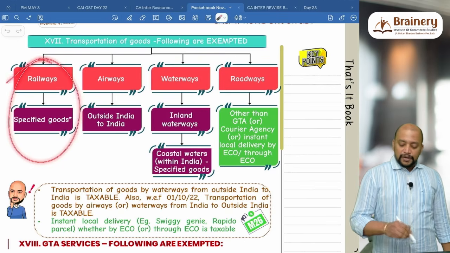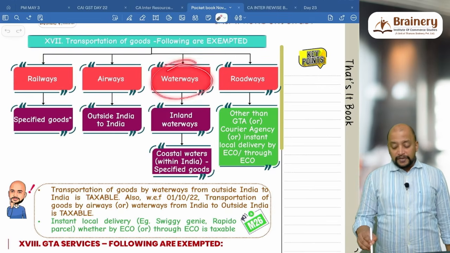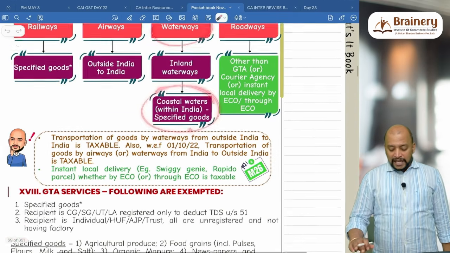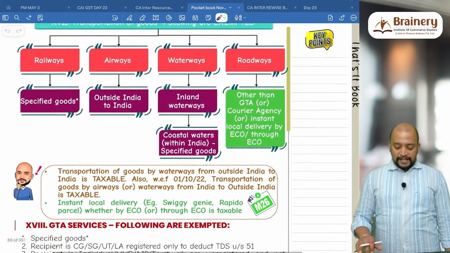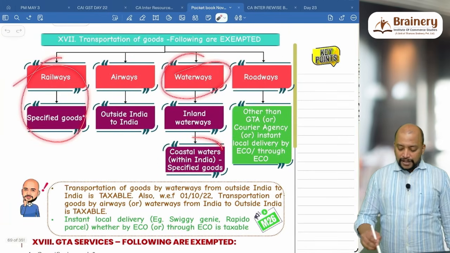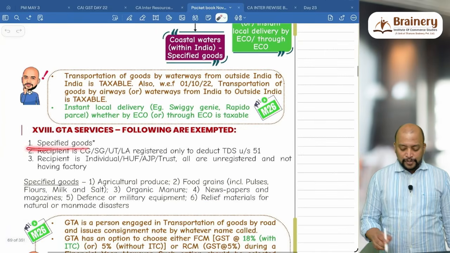And the same specified goods, even if transported by waterways in coastal waters, are also exempted. Even for GTA it is exempted. In 3 places specified goods will be exempted. One is railways, then waterways in coastal waters, and GTA, goods transport agency.